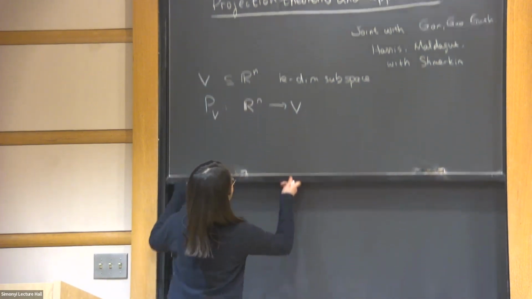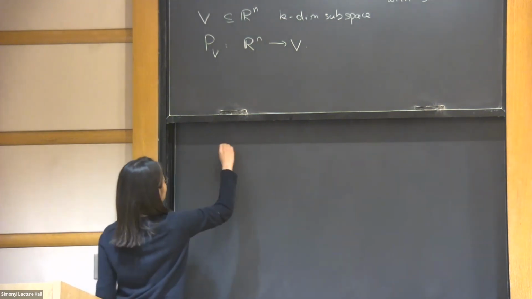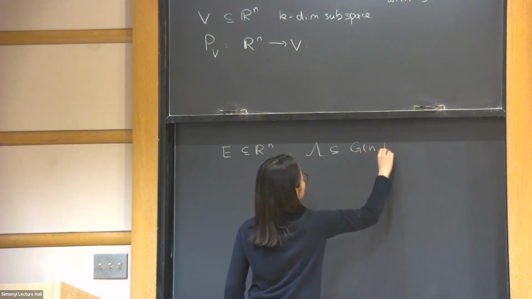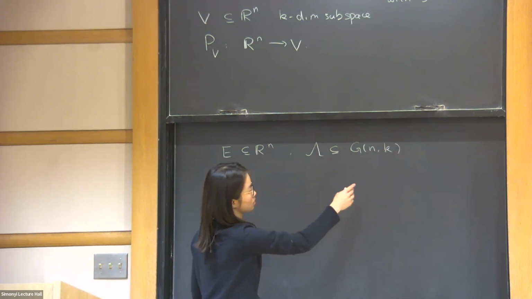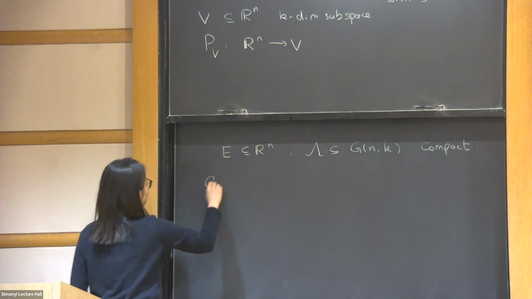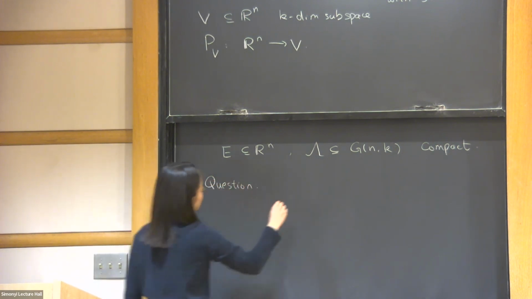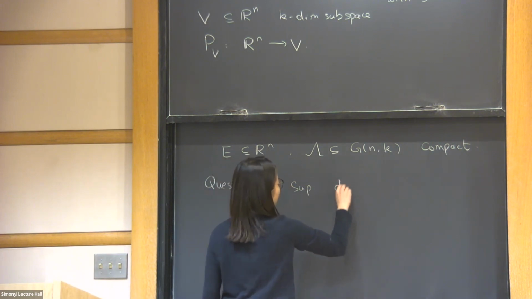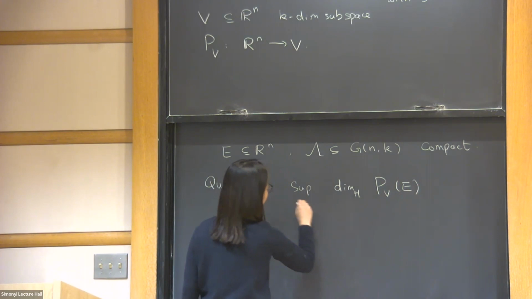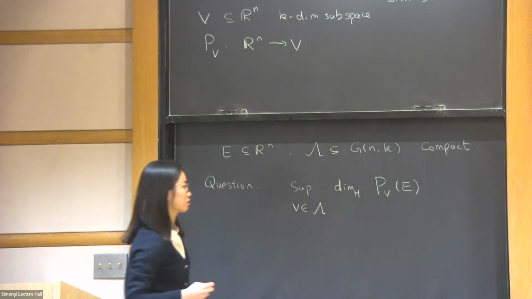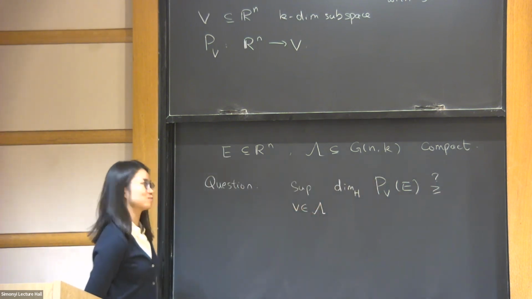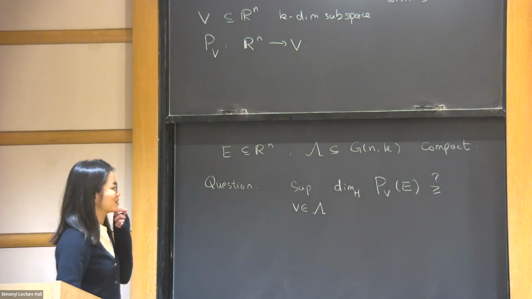So the question that we are interested in is, suppose we have a subset E of R^n, and Lambda is a subset of the Grassmannian, a set of k-dimensional subspaces of R^n, and they are both compact. The question is, what is the supremum of the Hausdorff dimension of the orthogonal projection image of E for V in Lambda? This is the question that projection theorems study.